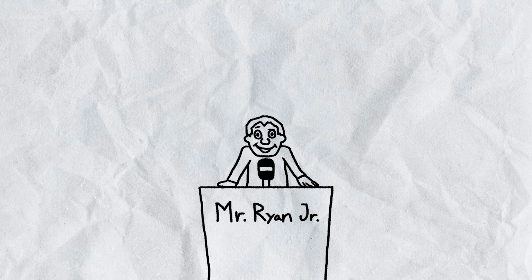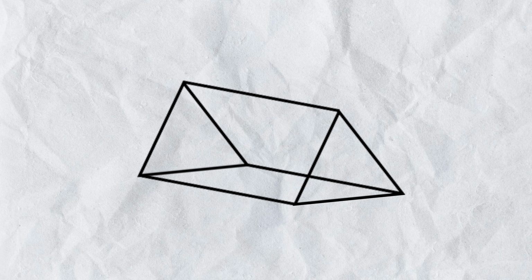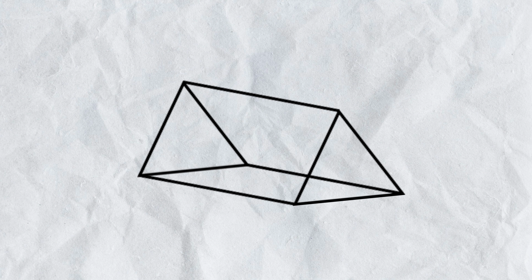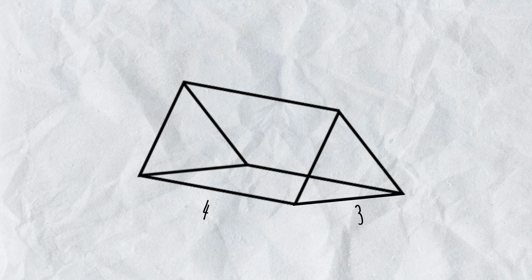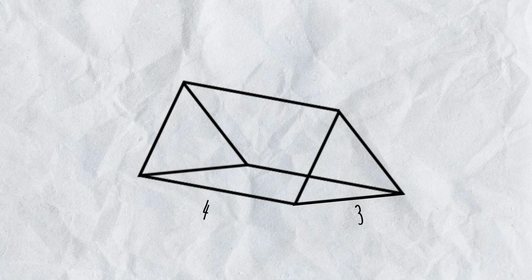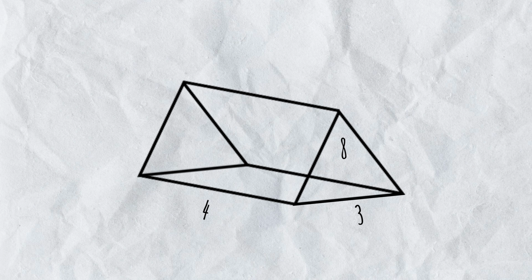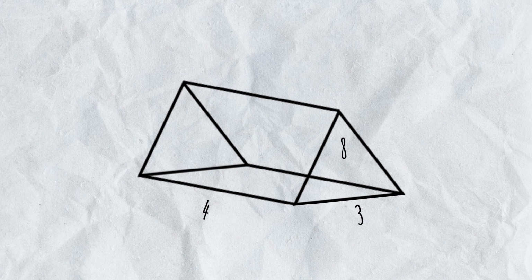So now it's time for the triangular prisms quiz. So on the screen, Mr. Ryan Jr. is going to draw me a triangular prism. On the base is going to have the measurements 3 centimeters and 4 centimeters. And on the height, it's going to be 8 centimeters. So your guys' job is to work out the volume.